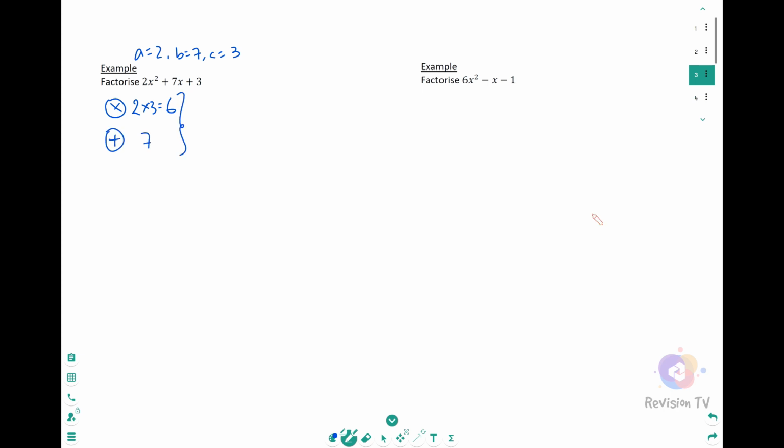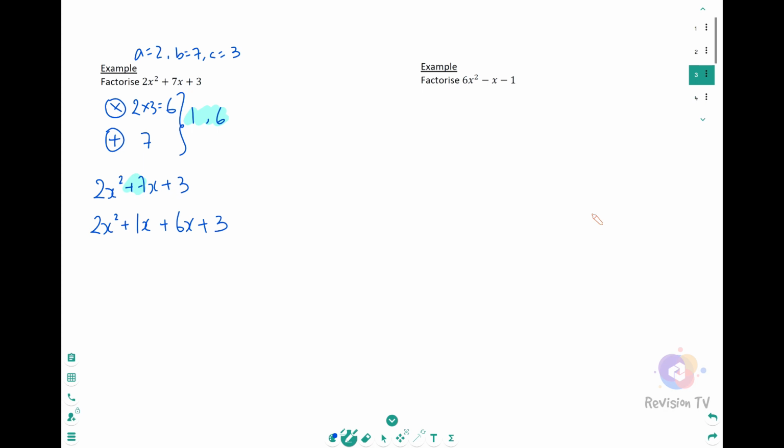So a pair of numbers that multiply to give 6 and add to give 7. So it will be a positive 1 and 6. Next, we're going to use these two numbers to split the b term. Let me rewrite the question again. This b term, plus 7, I'm going to split into 1 and 6. So I'm going to do 2x squared plus 1x plus 6x plus 3.